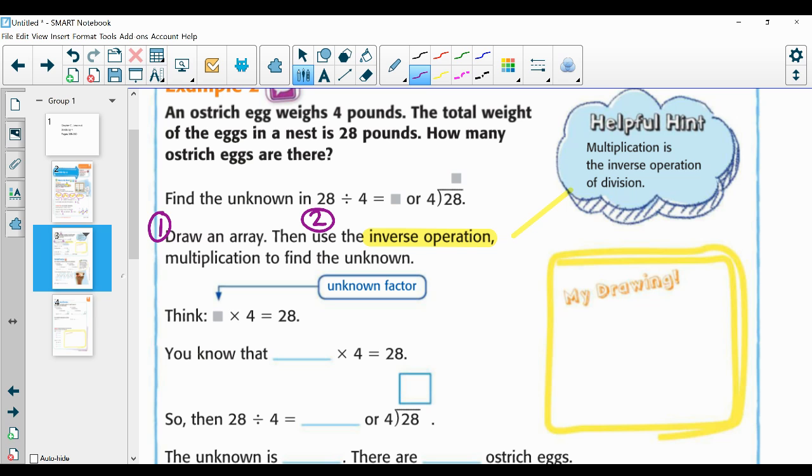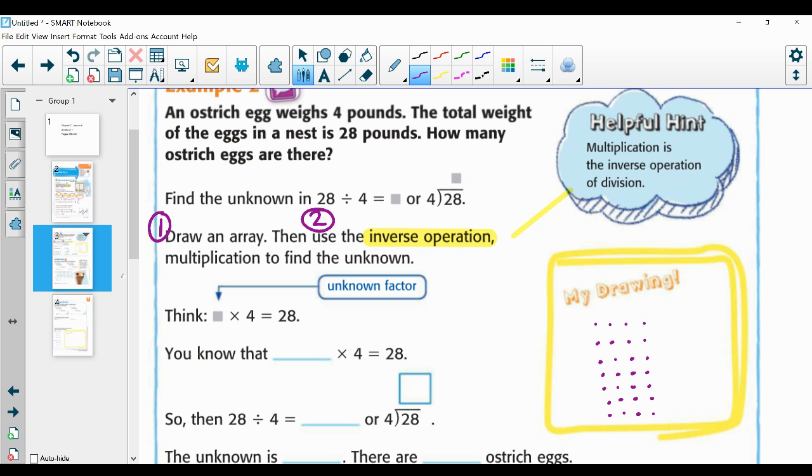So 1, 2, 3, 4, 5, 6, 7, 8, 9, 10, 11, 12, 13, 14, 15, 16, 17, 18, 19, 20, 21, 22, 23, 24. So I don't know how many rows I have yet, but I know I have 4 in each row, and I count, oh, I've got to count to 28, sorry. 25, 26, 27, 28. It would help if I paid attention in class, right?